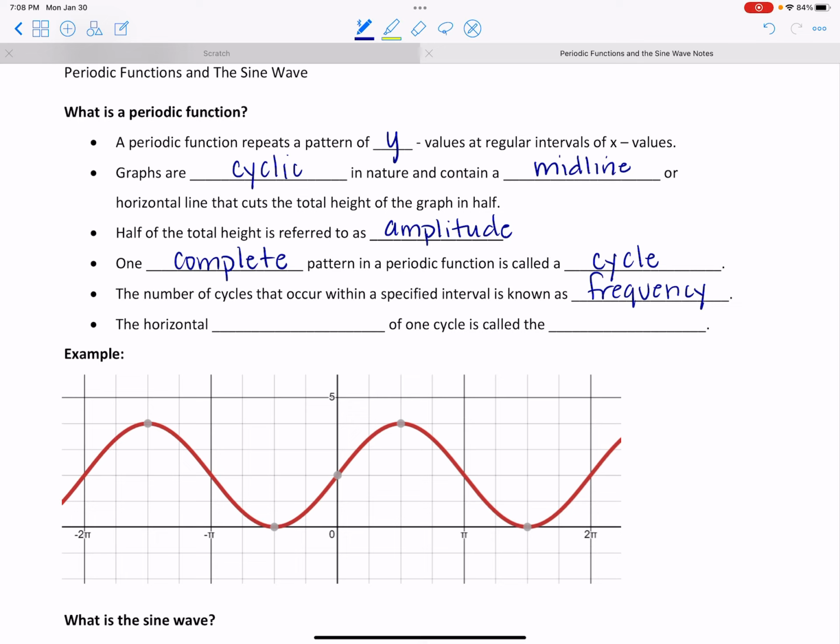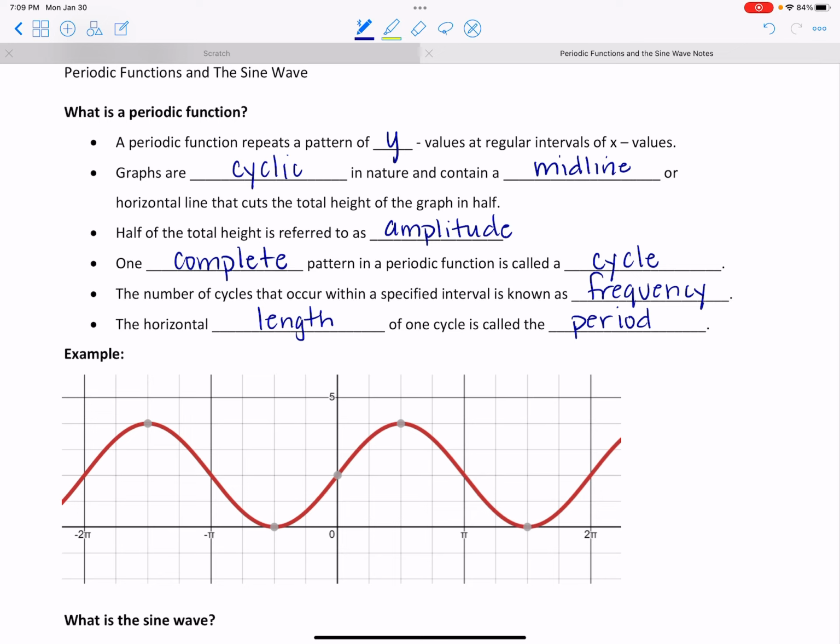Okay. Now the last term I want to introduce here before I show you the picture is something called the period of the periodic function. And the period is the horizontal length for one of the complete patterns, for one cycle. So how long does it take for that complete pattern or one cycle to happen? We refer to that as the period of the periodic function.